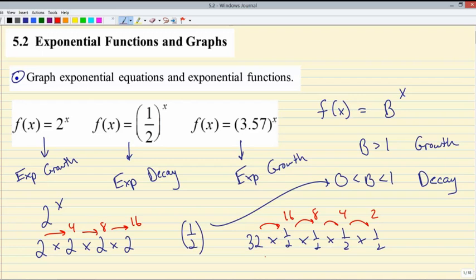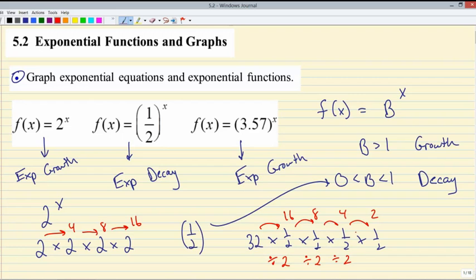Another way to think about it is to say you're dividing by 2. Divide by 2. Divide by 2. So in exponential growth, you multiply every iteration. You multiply by a number. In exponential decay, you divide by a number each time.